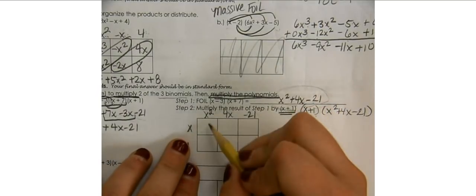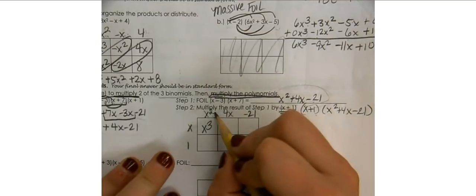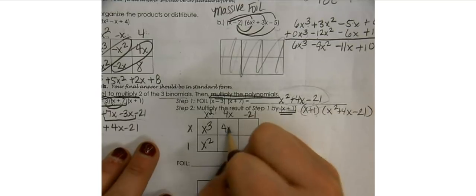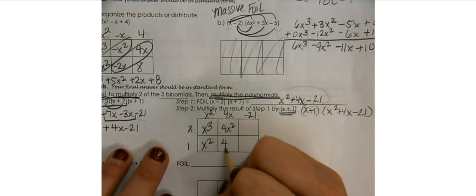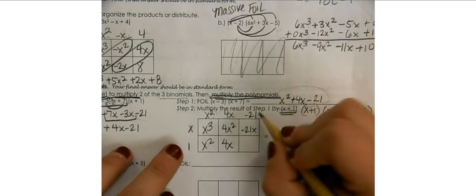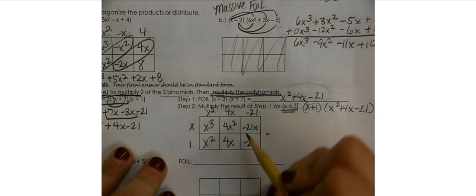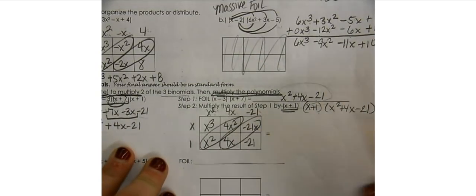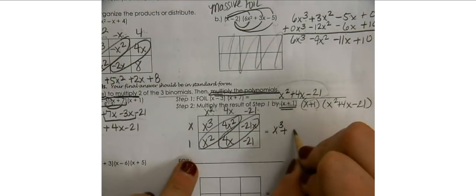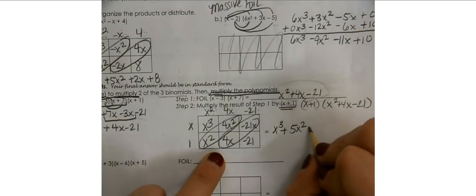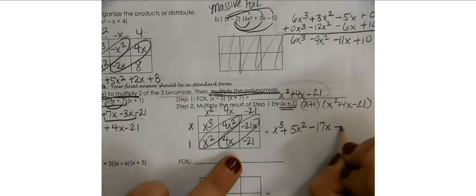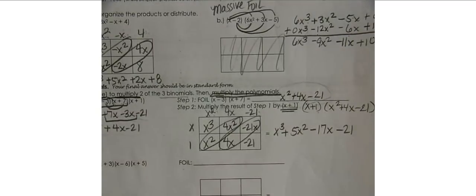So now I'm going to multiply in, and I have x squared times x, which is x cubed, x squared times 1, which is x squared, 4x times x, which is 4x squared, 4x times 1 is 4x, negative 21 times x is minus 21x, and negative 21 times 1 is negative 21. Along the diagonals are your like terms, and that's what we're going to combine. So my answer is x cubed plus 5x squared minus 17x minus 21. So that is one approach.